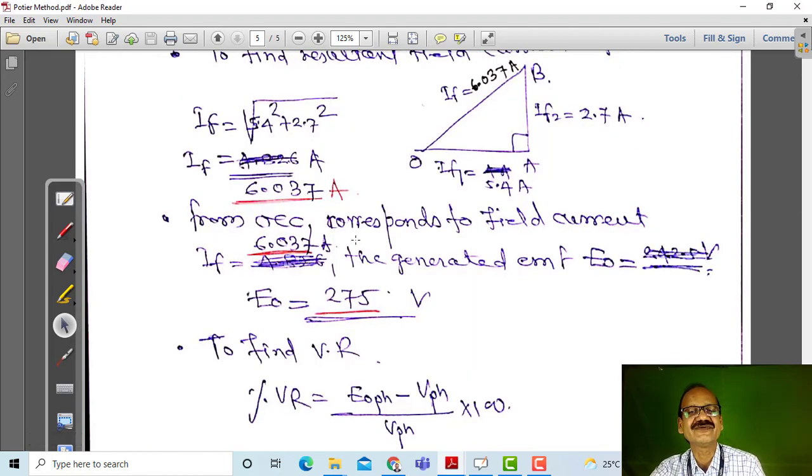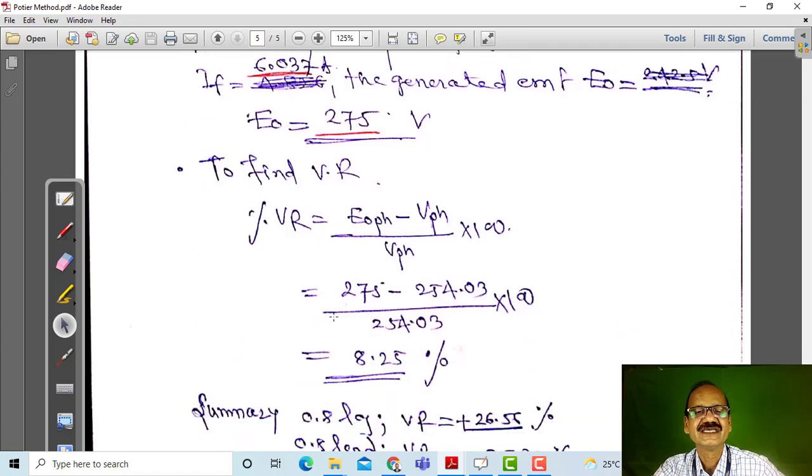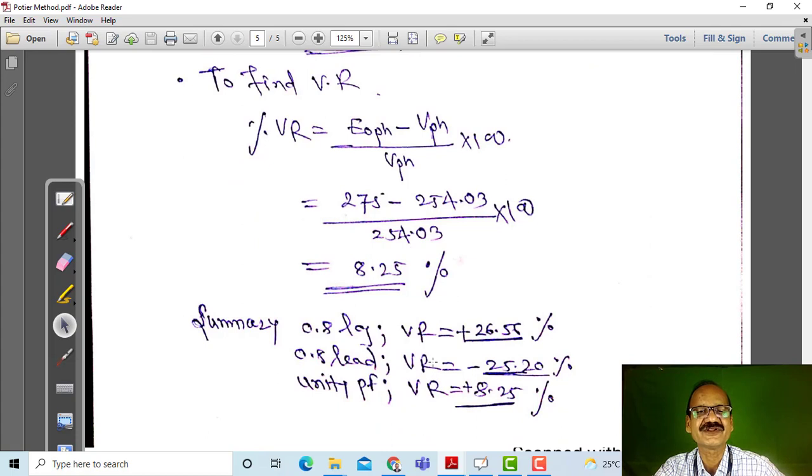So E0 equal to EPH equal to 275 volt, and therefore the percentage voltage regulation is 8.25%. In this way we have obtained the voltage regulation of the alternator. At a lagging power factor it is plus 26.56%, for a leading power factor it is minus 25.20%, and for a unity power factor it is 8.25%. I hope you understood it.